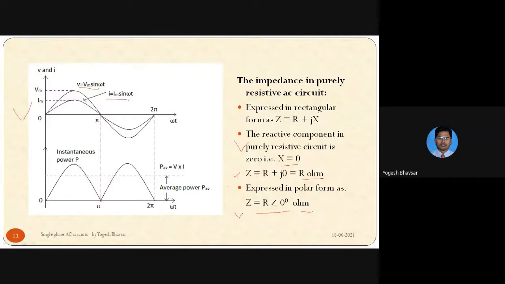So Z is equal to R. Only the resistive element is present in the circuit, so only R will be present. The X term will be 0. Reactance will be 0. So remember this.